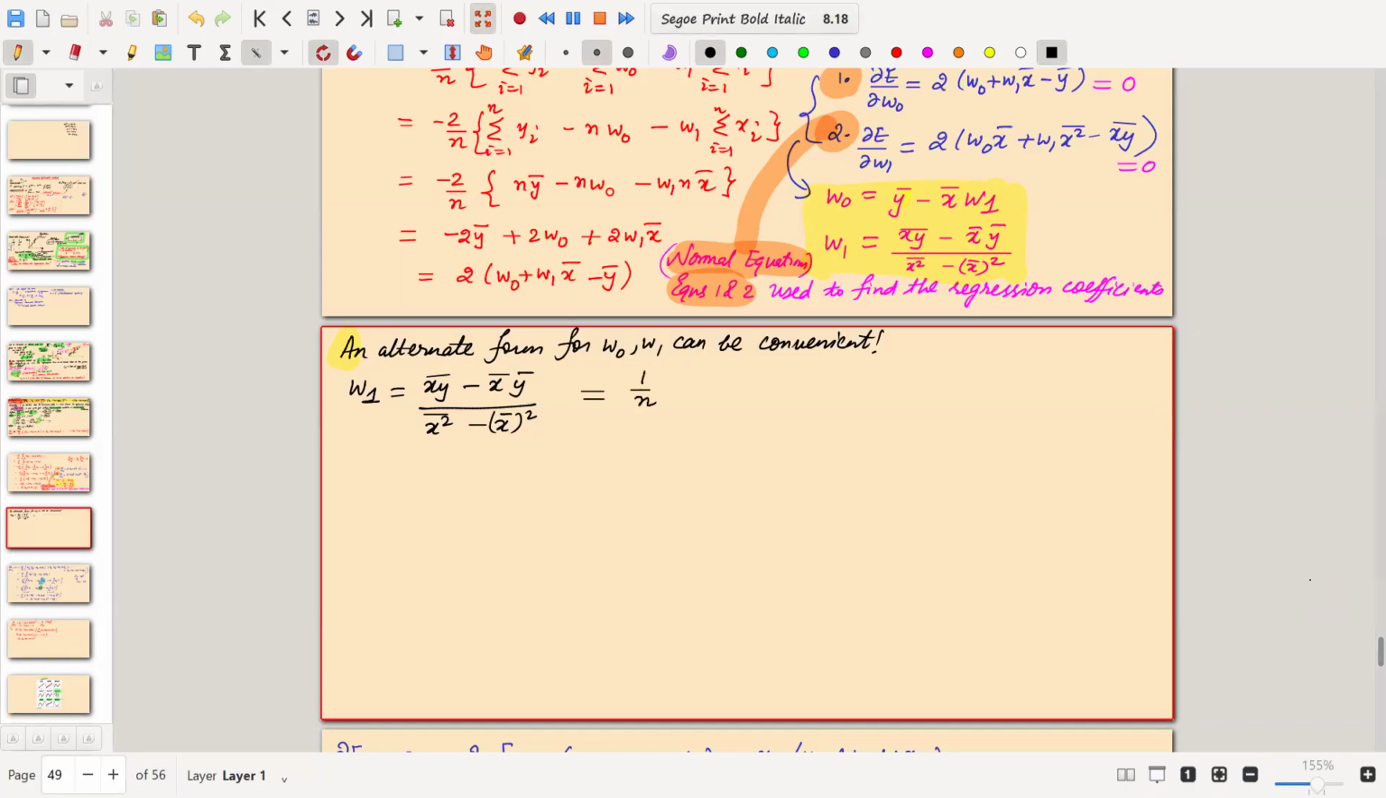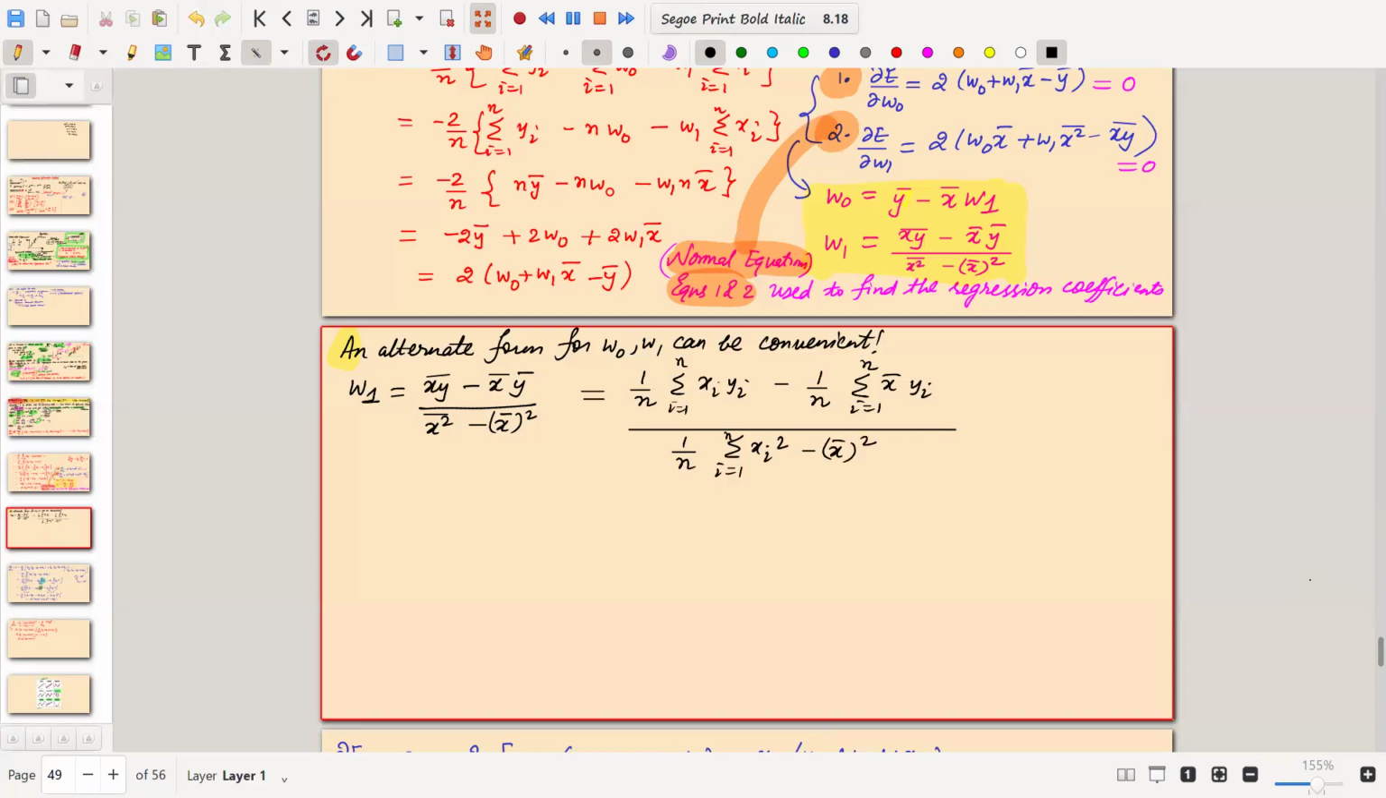So what should we do? 1 by n summation xi yi, i equal to 1 to n, minus 1 by n summation x bar yi, i equal to 1 to n. I am not opening both of them, only one of them. x bar I am keeping as it is, because if we open both of them, there will be two summation signs and it might be too complicated to handle. Then divide it by 1 by n summation xi square, i equal to 1 to n, minus x bar square.